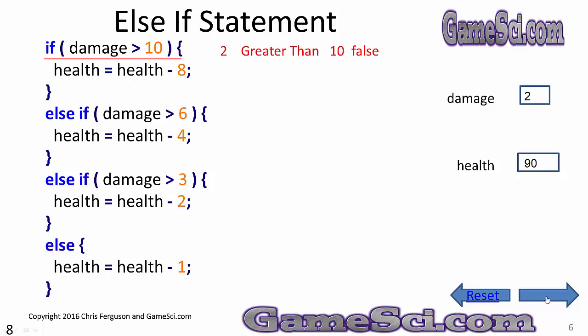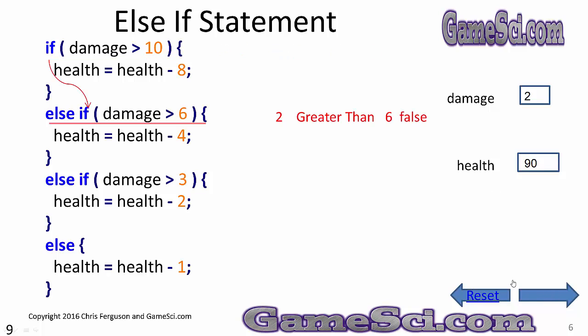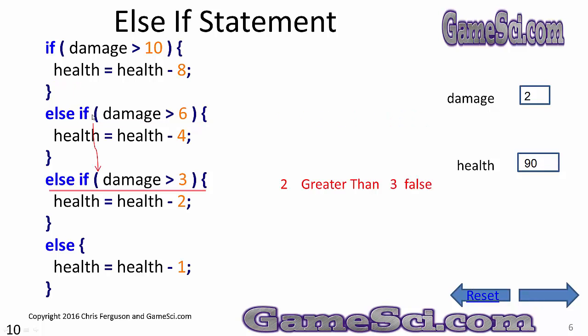As a false statement, it will skip the if block and go straight to the else. And here it is. It went straight to the else. This else is attached to that if. 2 greater than 6 evaluates again to a false statement. Damage is 2. 2 greater than 6 is false. When the if is false, I jump to the else. This else is attached to that if, so I'll jump to this statement immediately following the else.